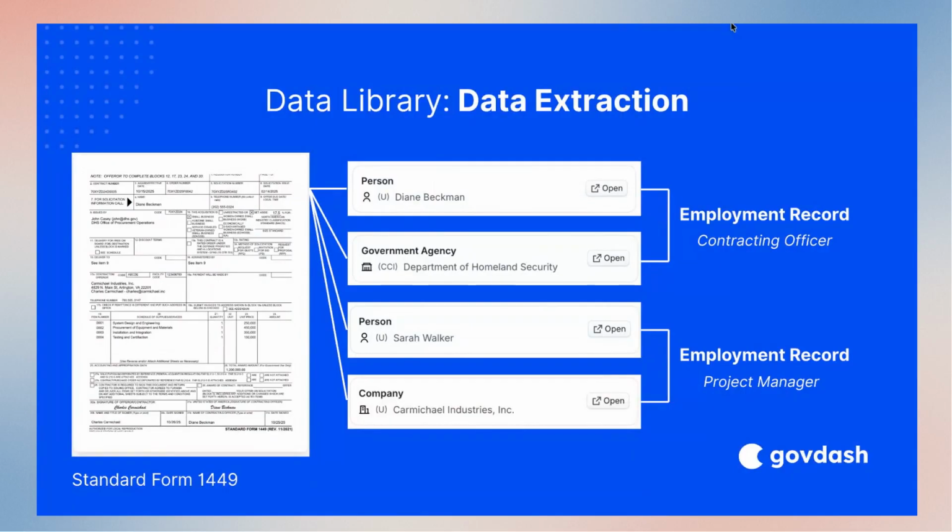Here is an example of one of those contract documents and what it might look like within GovDash. So if you have a standard form, you could have people that are identified here, like Diane, who is working as the contracting officer from Department of Homeland Security in this example document. And you also have Sarah, who's working as the project manager for Carmichael Industries. GovDash is going to be able to identify all of those and the relationships between them.